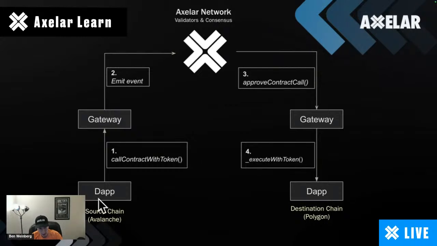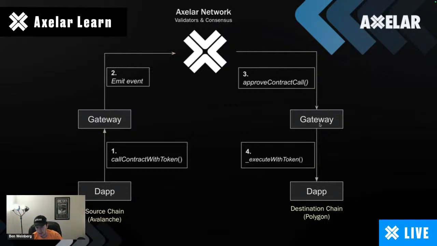So we have our dApp here. Our dApp has whatever functionality. We import the gateway, and then once we're ready to send this interchain transaction, we call this callContractWithToken function. Once we do this, the gateway contract will emit an event. This event will then go to the Axelar network. The Axelar network, which is a blockchain governed by 75 validators, these validators will come to a consensus about this message that was sent. So in this case of a WAGME message, they'll basically say, hey, did Ben actually send this WAGME message? They come to consensus about whether I did. Once they did, then they mark the message as approved.